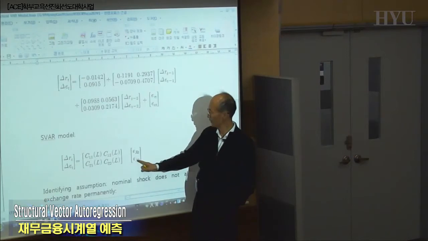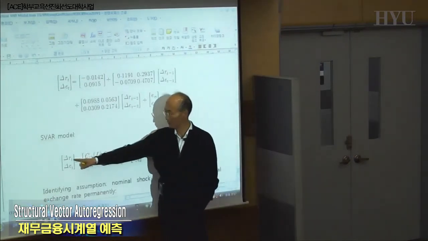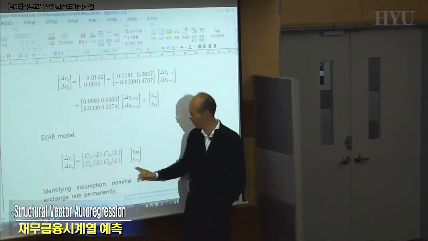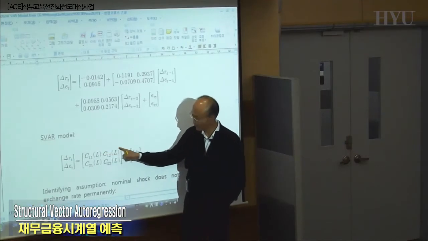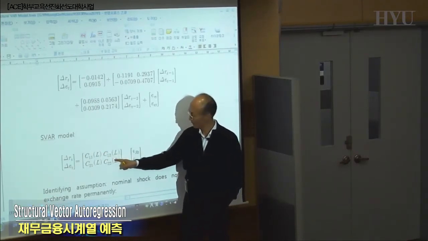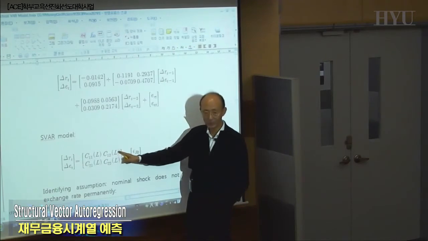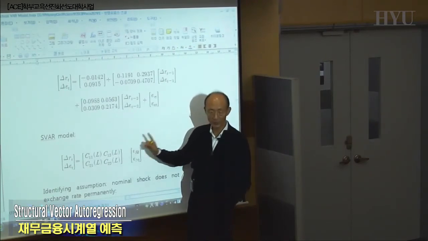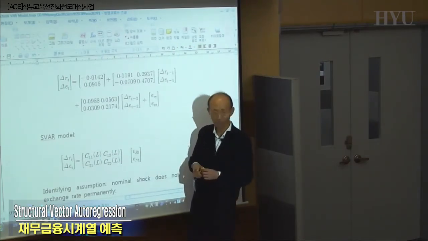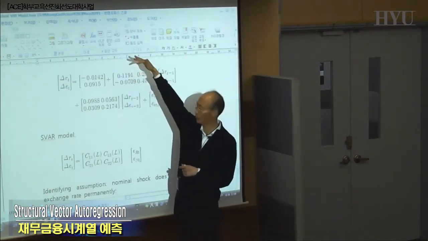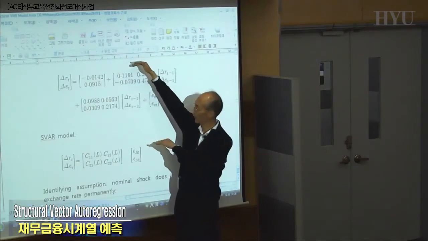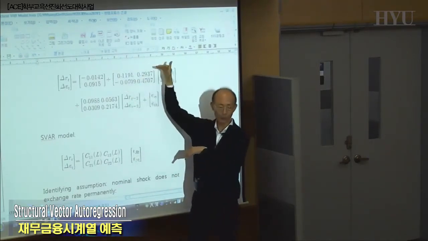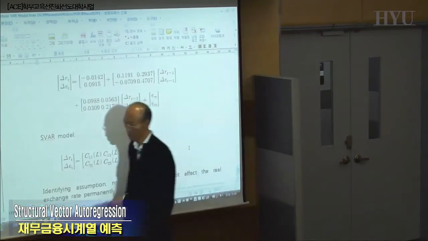Nominal shock can affect real variable temporarily, but not permanently, right? So there should be a constraint there. So C12 is equal to 0. That's our identifying assumption. Okay? So we can refer to our previous derivation and see what that means in terms of the fourth equation. Let me show you what that is.